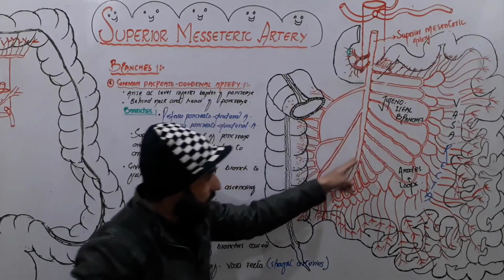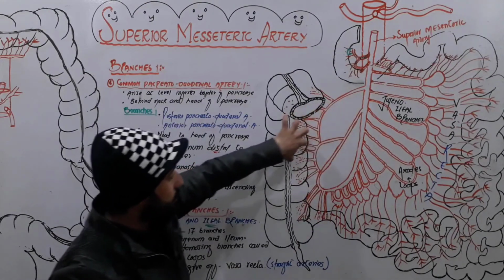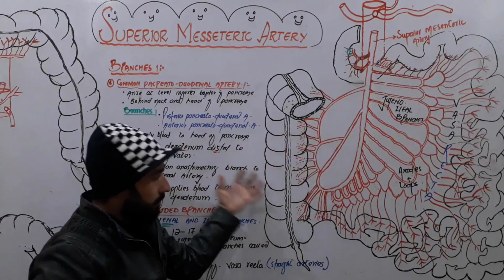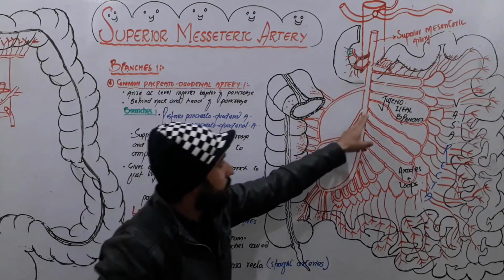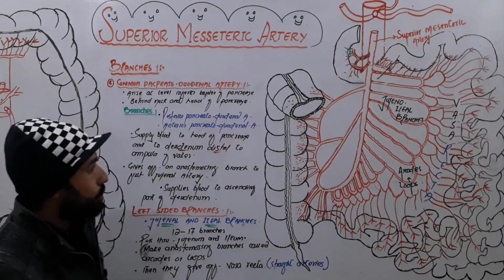Now let us discuss the branches which arise from it on the right side of the superior mesenteric artery, and let's see what they do.